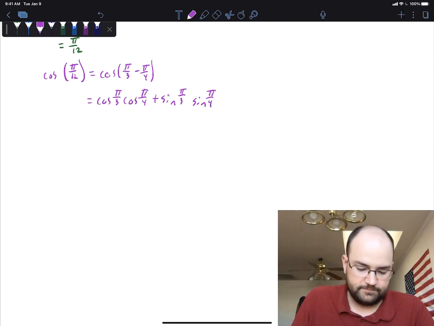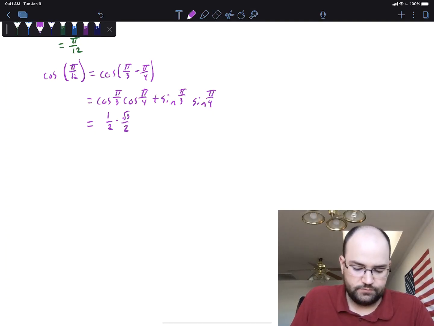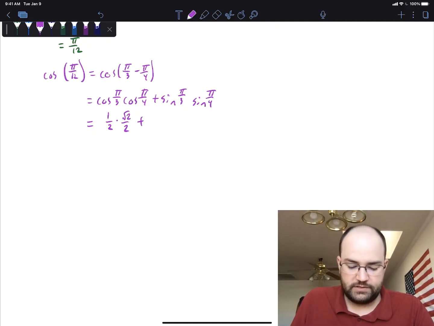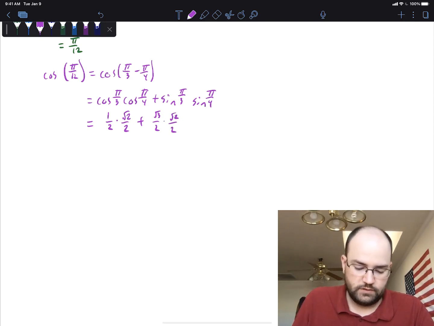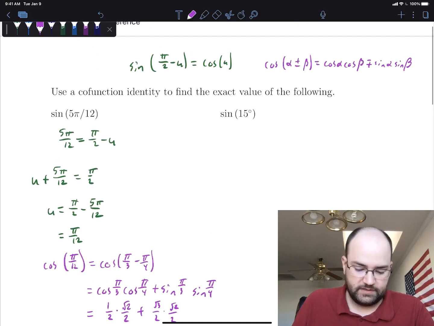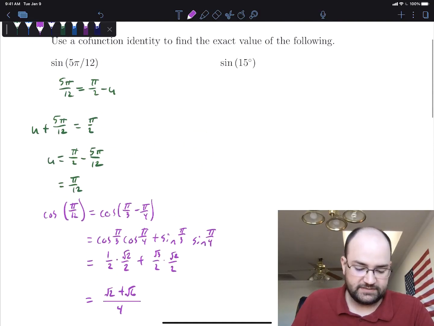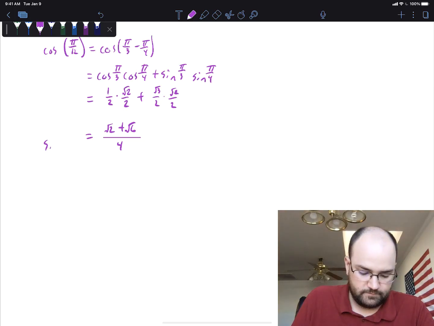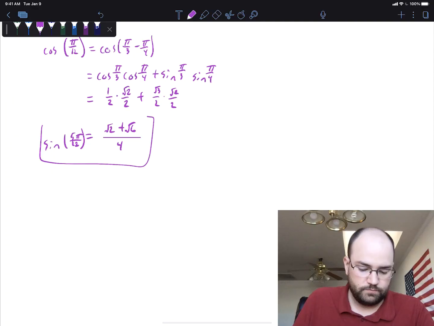And then just simplify. Cosine pi over 3 is 1/2. Cosine pi over 4 is root 2 over 2, my apologies. Then plus sine pi over 3 is root 3 over 2, times sine pi over 4 is root 2 over 2, which of course simplifies to root 2 plus root 6 all over 4. So this is simplified. Yep, that is the exact value. So, in fact, that tells me that sine of 5 pi over 12 is equal to all of that.